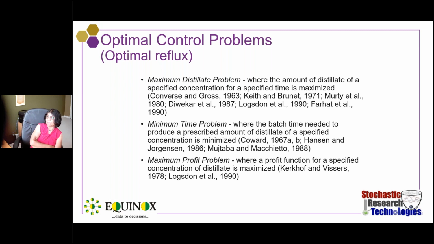And the maximum profit problem is a combination of both, where I want to minimize batch time with a profit function. This function varies from just including material, as well as sometimes cost of heating, as well as capital cost. But in general, capital cost consideration in batch distillation is not important, but there are different profit problems. So the problems in optimal control that people handle are maximum distillate, minimum time, and maximum profit.